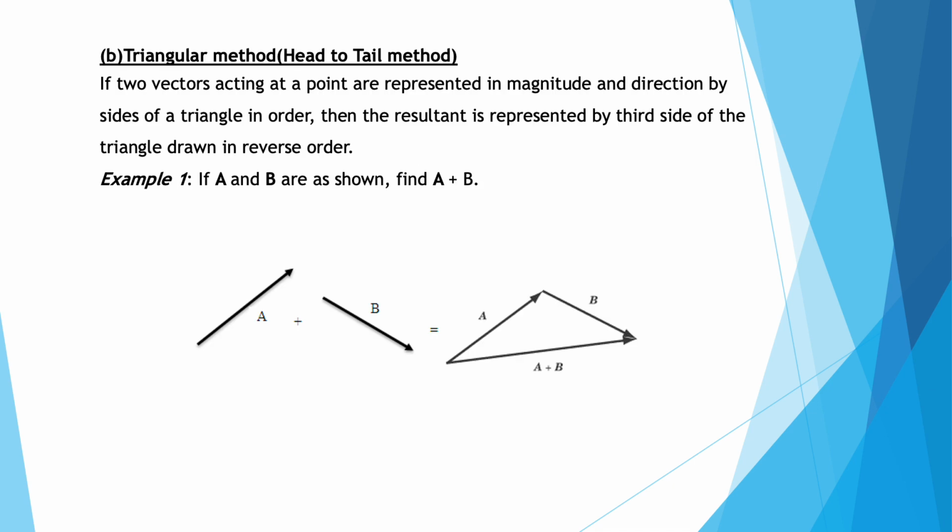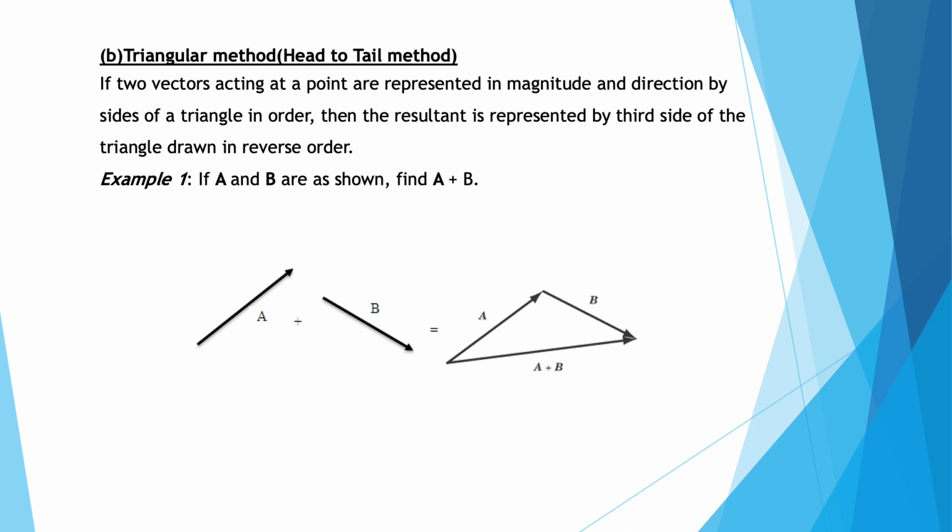Triangular method: if two vectors acting at a point are represented in magnitude and direction by sides of a triangle in order, then the resultant is represented by the third side of the triangle drawn in reverse order. Example: if A and B are as shown, we have to find A plus B.